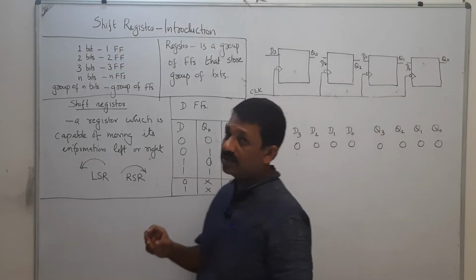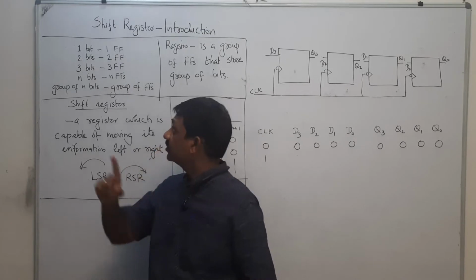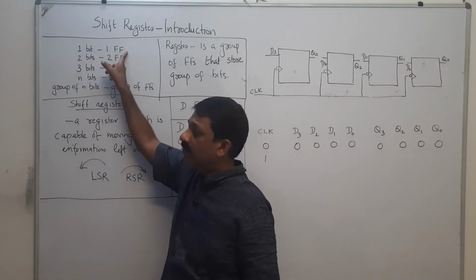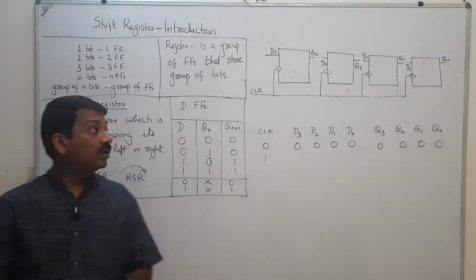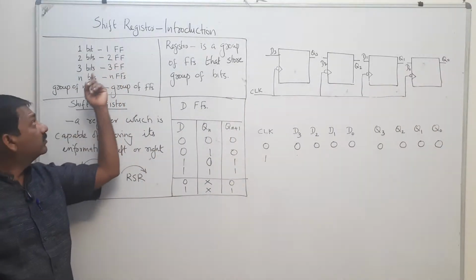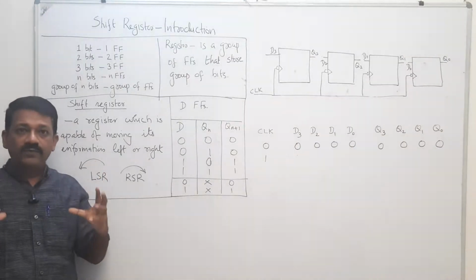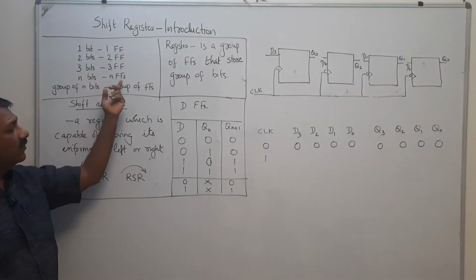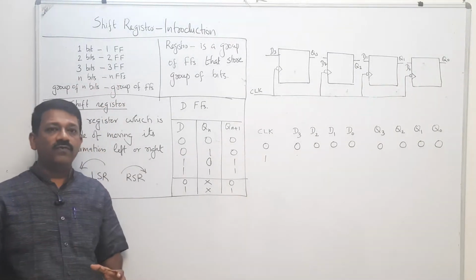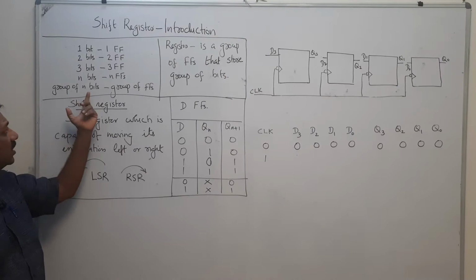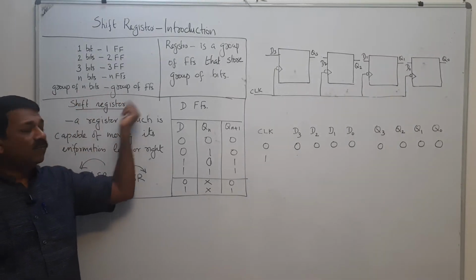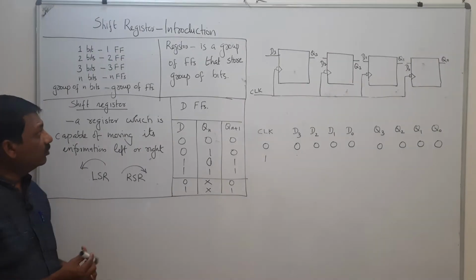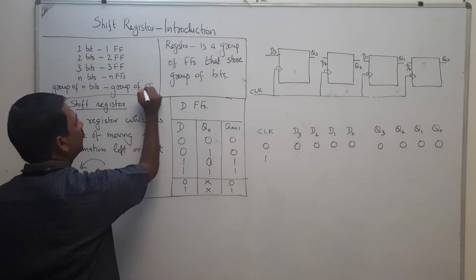For example, if you want to store one bit of information, you need one flip flop. For storing 2 bits, you need 2 flip flops. If you have 3 bits, 3 flip flops, and if you have n bits of information to store, you need n flip flops, a group of n flip flops.